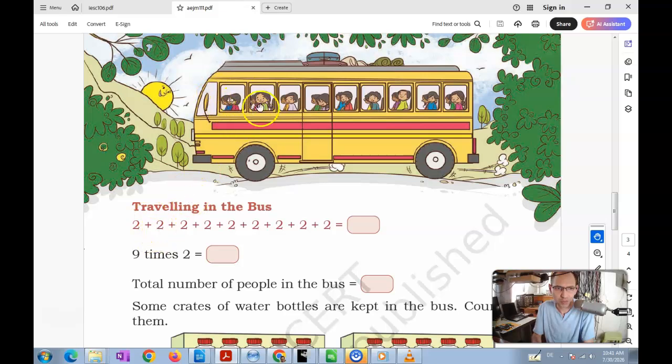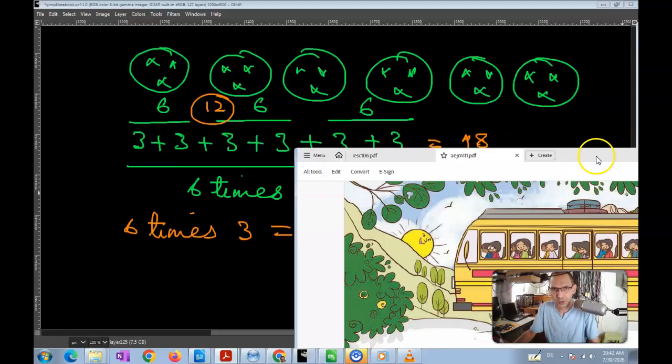people here plus another 2 people here plus another 2 people here, and so on and so forth. And you have to do this 9 times because you have 9 seats, right? So then this would be 2 plus 2 and so on, 9 times. Which would be, if you do this calculation, 18. Now instead of writing this very long expression of addition, I can just simply write 9 times 2 is equal to 18, right?